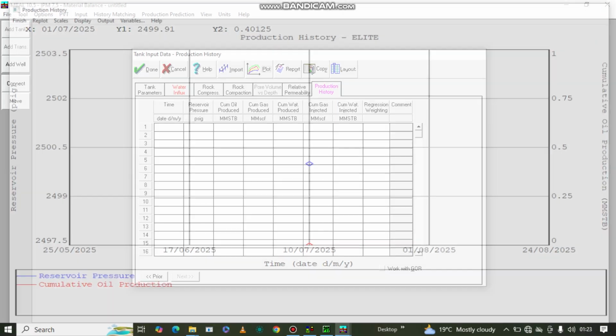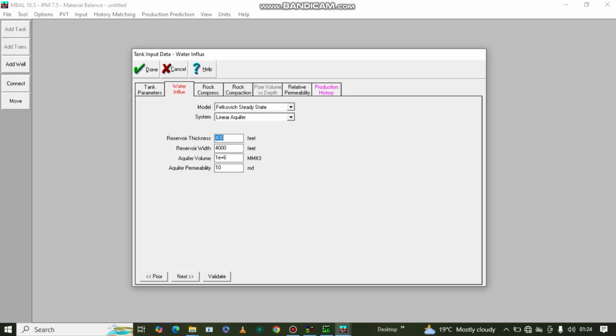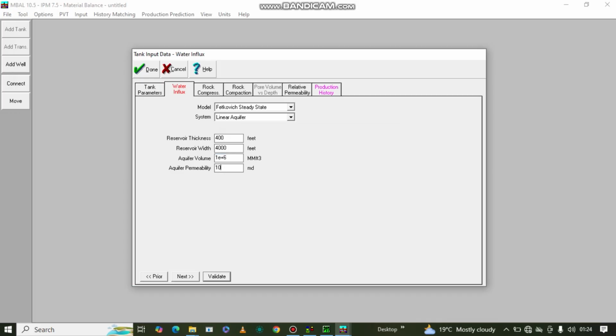So I'm going to close this, and since we are done with this part, please don't forget to validate. If you didn't validate, we have a problem with water influx. I think it's okay, so we can validate. We have a small problem, so whenever you see it in red, it means we have a problem. When you click on validate, it is going to tell you what the problem is. Here it is saying the aquifer volume cannot be more than 100,000. I think we had put 1 million, so we need to remove 10 so that we can be in the range. So this is power 6, so we are going to use power 5, and we shall come and validate. So now our work is okay. We have our water influx well balanced, and since we are done, we click on done.